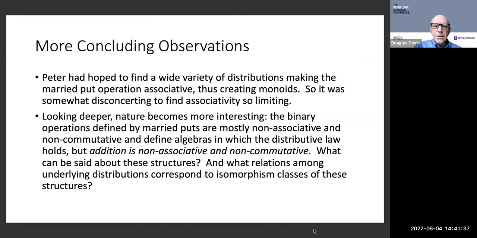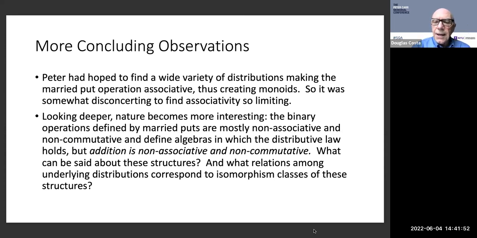But looking deeper, I think things are more interesting. Binary operations defined by married puts in general, we can conclude are mostly non-associative and non-commutative.